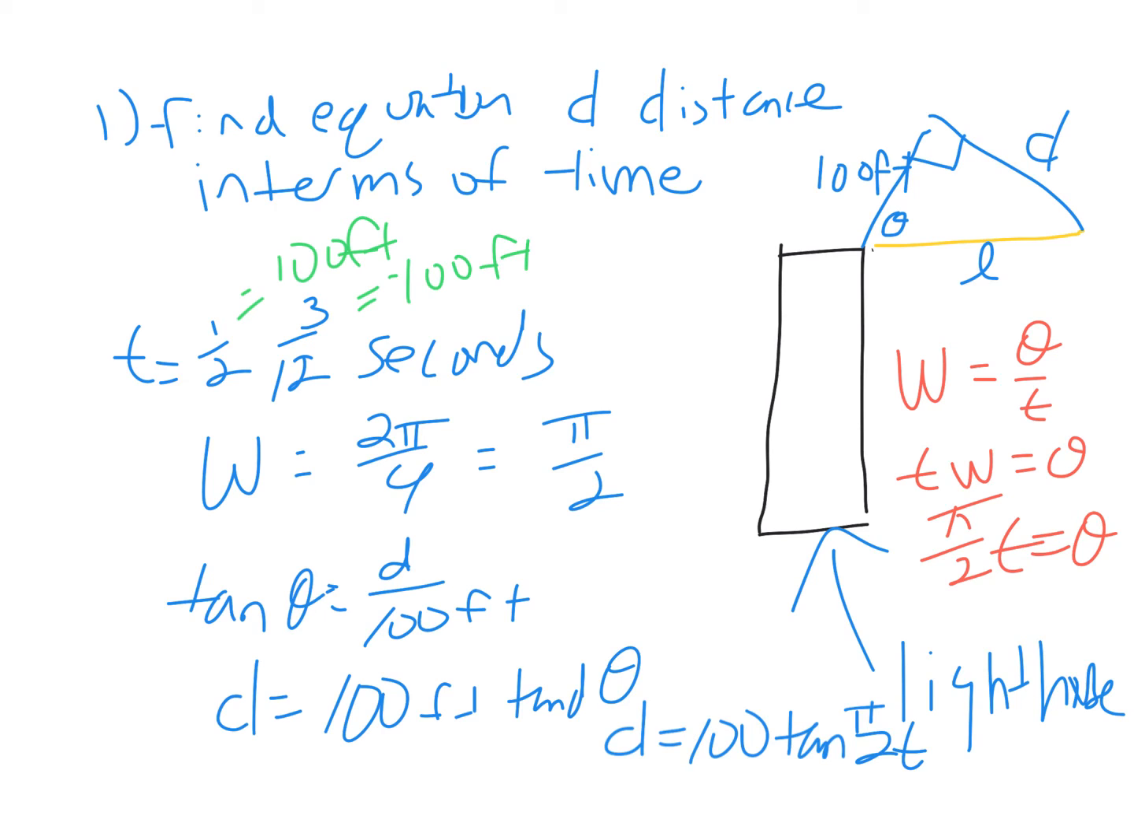Now, what happens when t is equal to 1? Well, when t is equal to 1, you get pi over 2 times 1, which is pi over 2. Tan of pi over 2 is undefined. Why is it undefined? Well, as we move the light 1 second, it will be parallel to the wall. So therefore, it will be undefined.